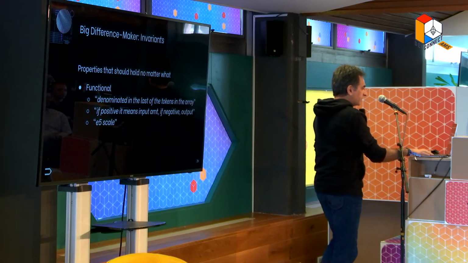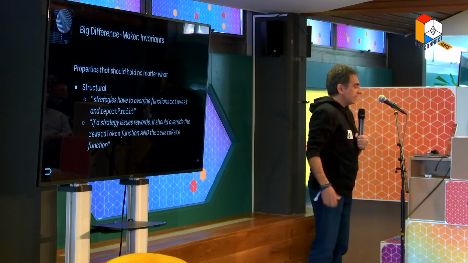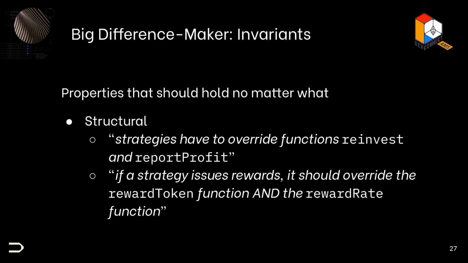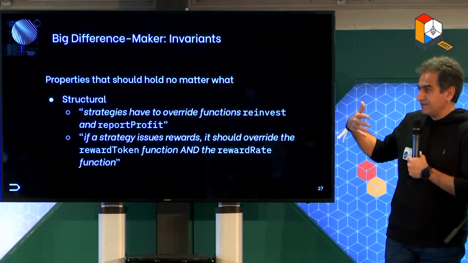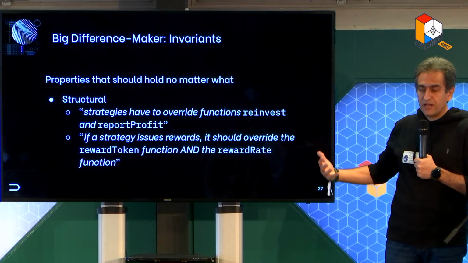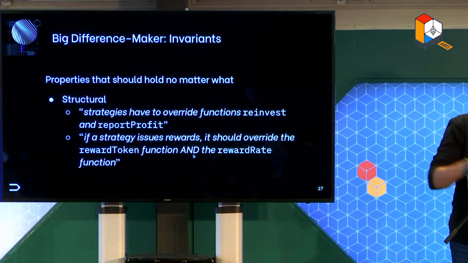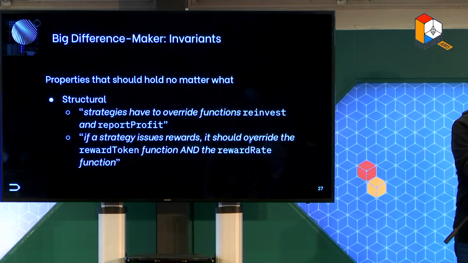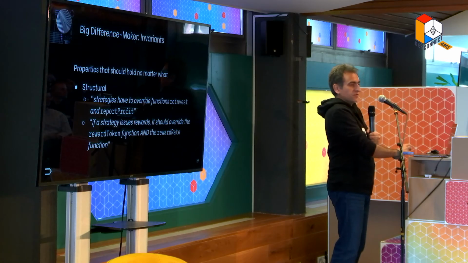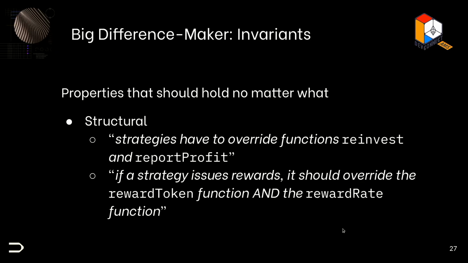This is extremely useful. And invariants, very much, these are probably the most important kinds for large protocols. They need to be structural. So if you have, say, strategies and you have some policy on what the strategy should do, please write it clearly. So for instance, strategies have to override these functions. Or if a strategy does that, then it should override the reward token function and the reward rate function.